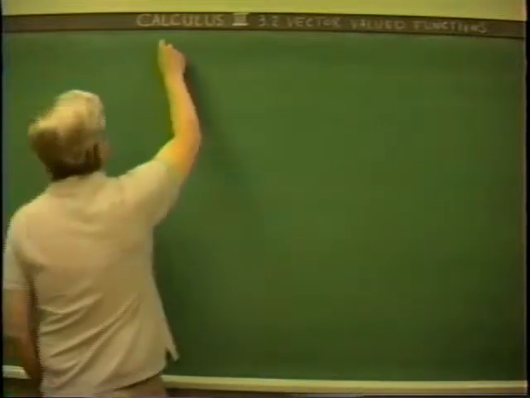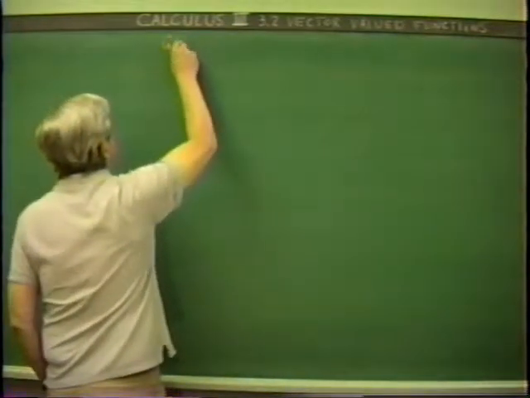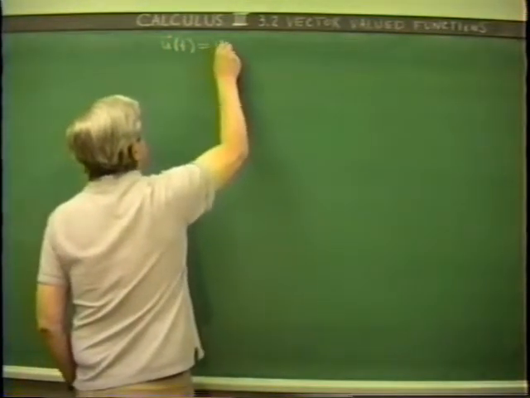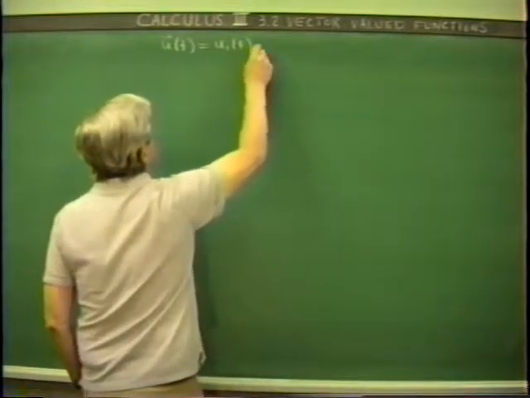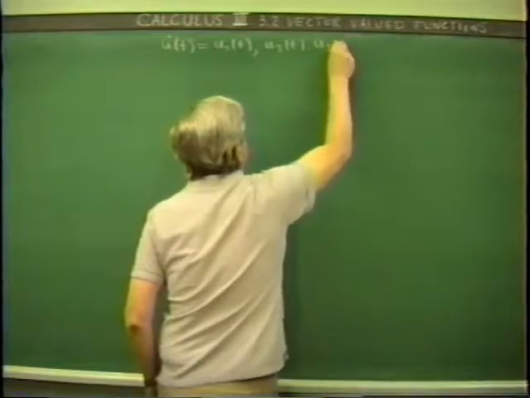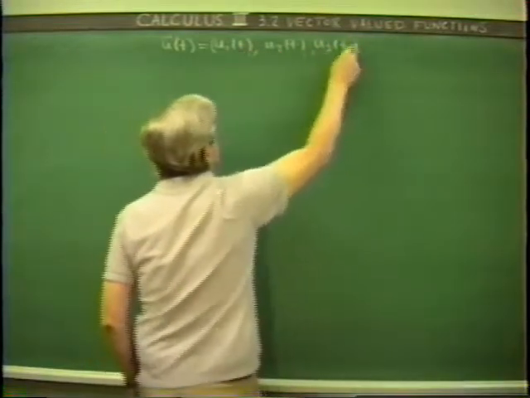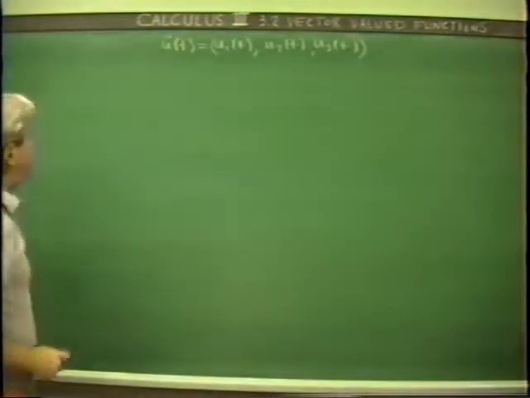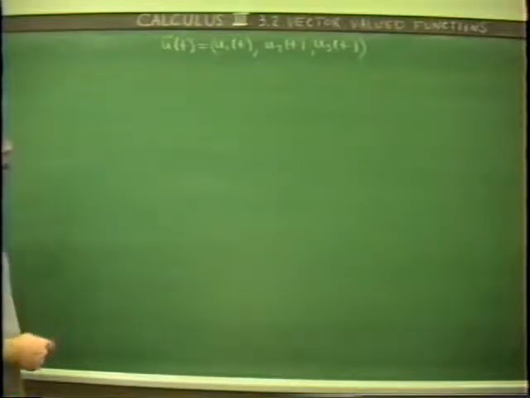We next want to consider several rules which are natural for combinations of vector valued functions. In particular, if we've got u of t equals u1 of t, u2 of t, u3 of t. Now we wish to make a change of variables here.